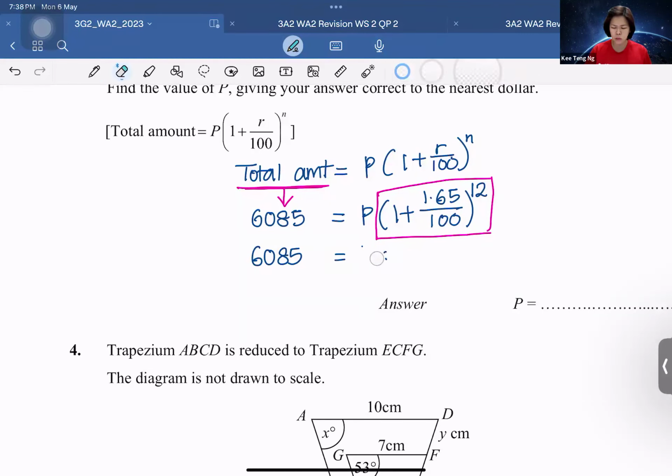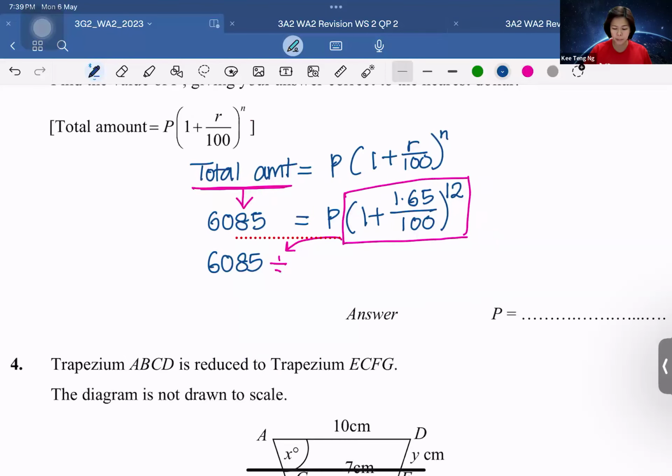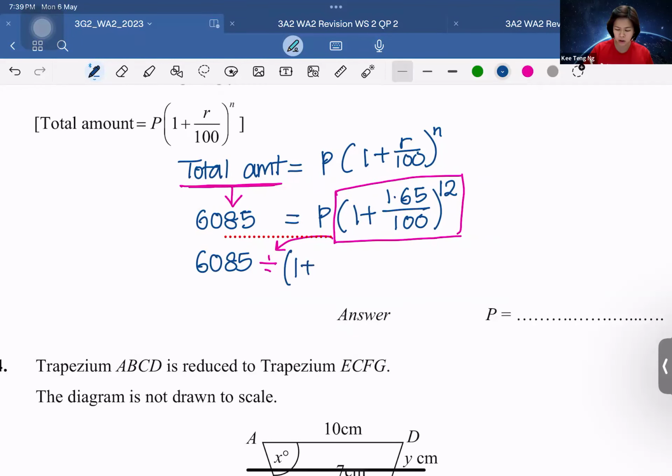So if I want to find P itself, I need to undo this thing over here. This relationship is multiplication. So I need to undo this, I'm going to do the opposite of multiplication. I'm going to do a division. Divide by this whole thing. It's just a number. I don't know what the answer is, but I'm going to just divide by the whole thing, 1.65. Then that will give me the value for P.